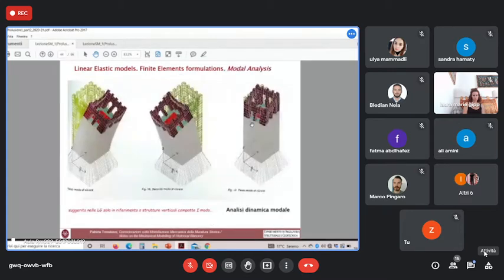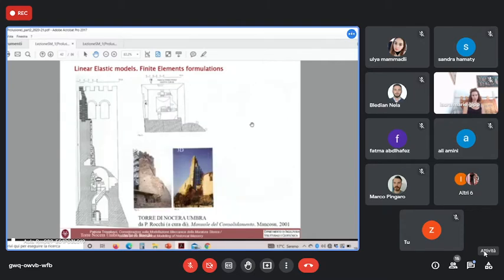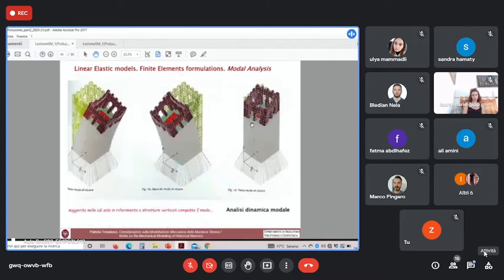Moreover, you can see the results. These are the results of a dynamical analysis. But this is not a building made of steel. A masonry tower made of, in that case, very incoherent masonry cannot behave as a skyscraper made of steel or reinforced concrete. It's not possible. So these are analyses that do not have any meaning.